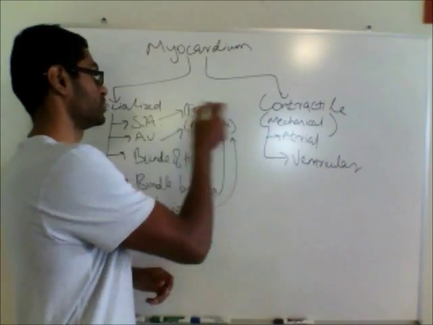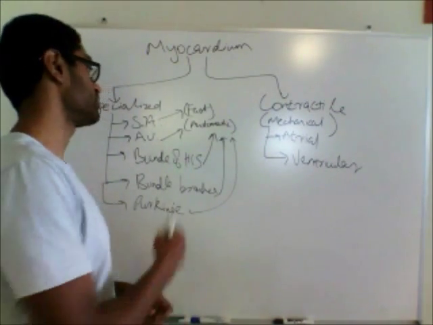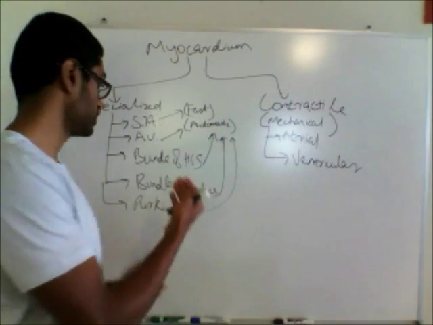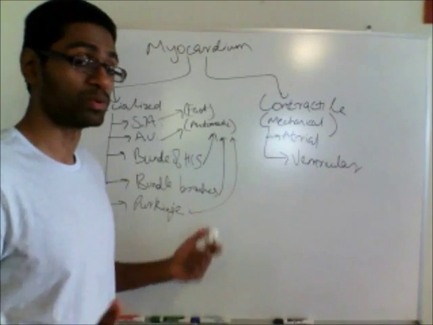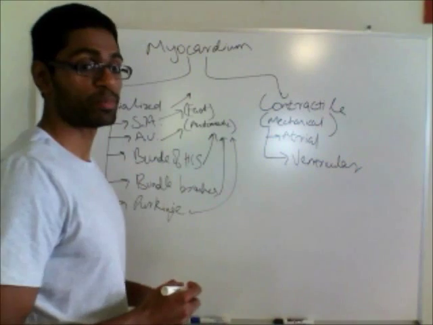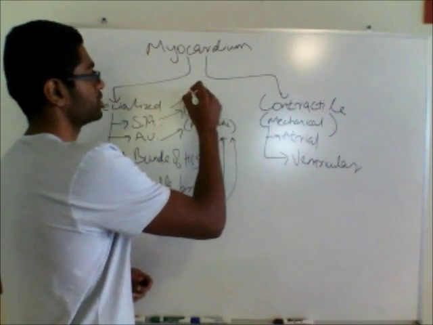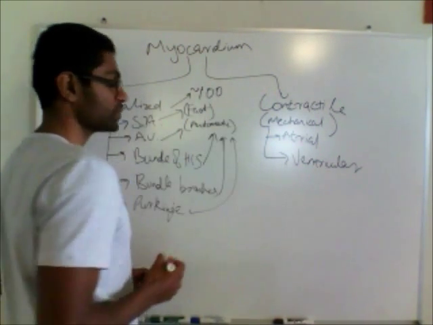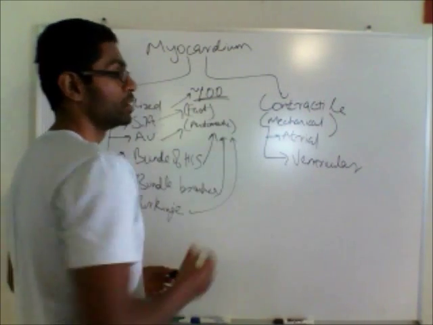Technically, I guess if the SA node did get damaged, the AV node could take over. If the AV node got damaged, the bundle could take over. Obviously, your heart wouldn't beat as fast. Now, how many times do you think the SA node sends impulses per minute? It's around 100. Okay, it's around 100 impulses per minute.